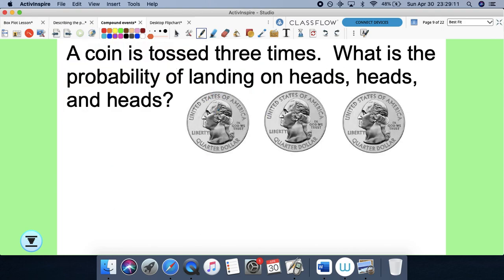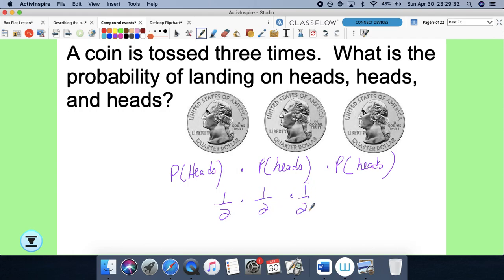What's the probability of you throwing 3 coins in the air and the first coin gets heads, second is heads, third is heads? So P of heads times P of heads times P of heads. It's a half times a half times a half, which is 1/8. So the chance of you getting 3 coins and landing on heads is 1/8.